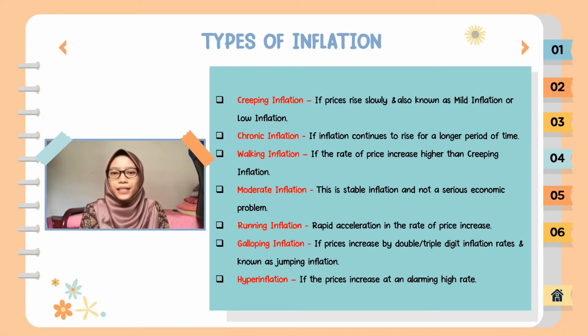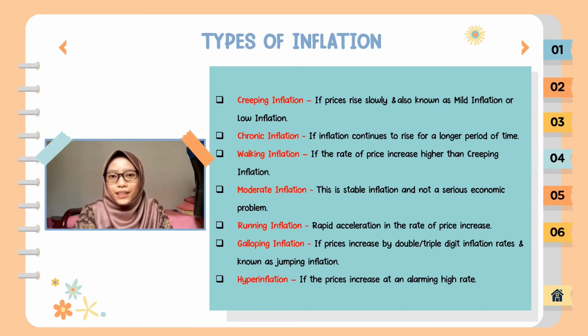There are 7 types of inflation. Creeping inflation occurs when prices rise slowly and is also known as mild inflation. Next, chronic inflation. It happens when inflation continues to rise for a longer period of time. Walking inflation is when the rate of price increase is higher than creeping inflation. Next, moderate inflation. This is a stable inflation.